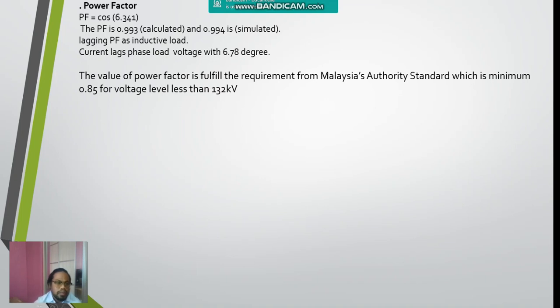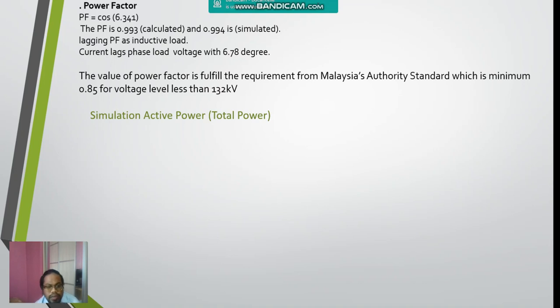So the power factor, cos, multiply 6.341. So calculate 0.993, simulate 0.994. So the value of power factor fulfills the requirement from the measure authority standard, which is minimum 0.85 for voltage level less than 132 kV.